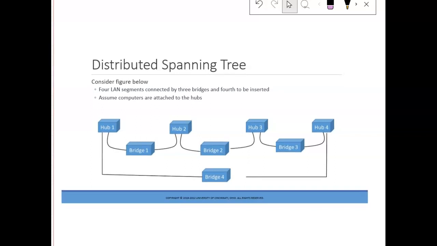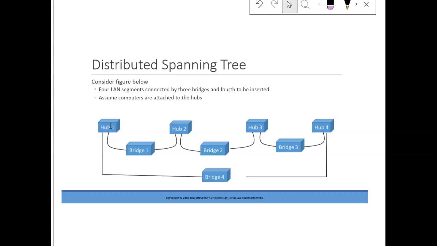The figure shows 4 LAN segments currently connected by 3 bridges with a 4th bridge about to be inserted. Assume the computers shown in the diagram are also plugged into each of the hubs. We will trace a broadcast packet through this network, first without the 4th bridge attached, then with the 4th bridge attached. Hub 1 sends a broadcast packet. Bridges respond by sending a broadcast packet out each interface except the one it came in on.